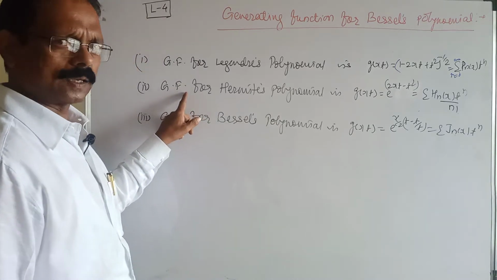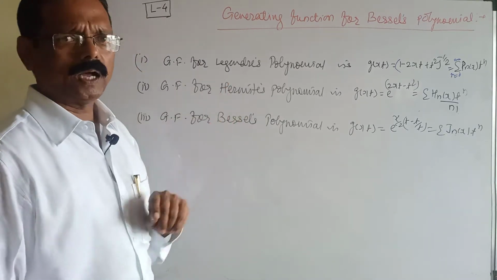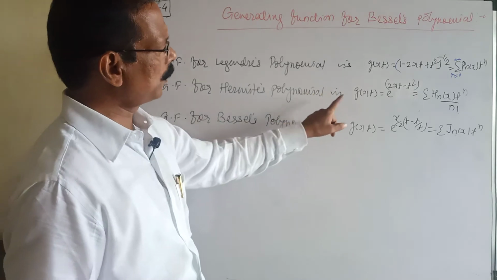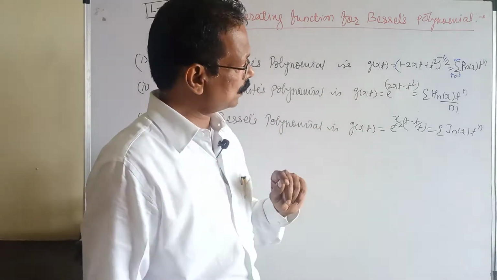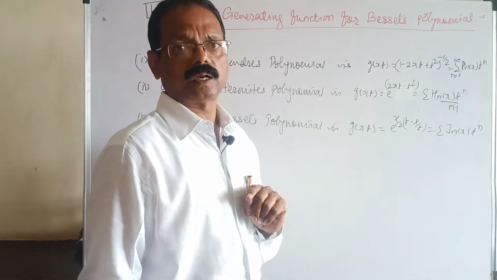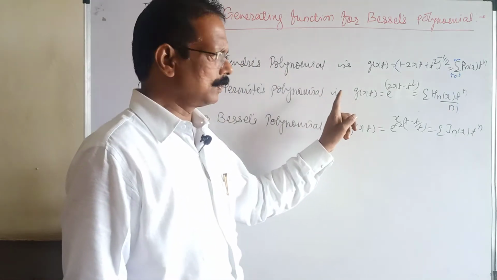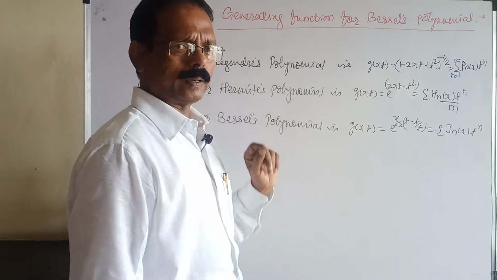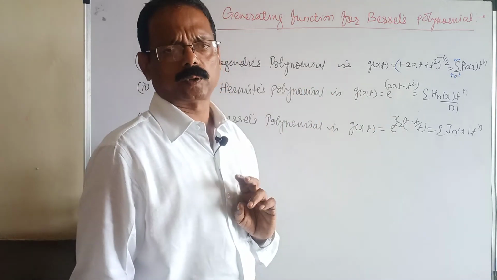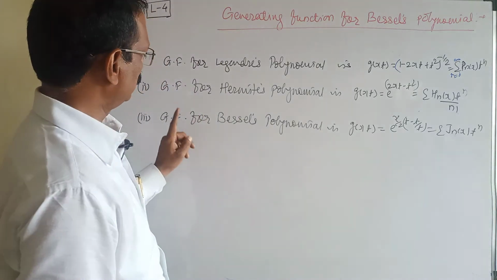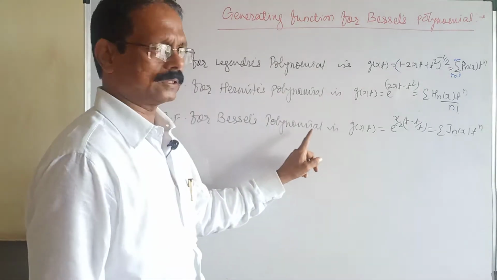Then secondly, last time we saw the generating function for Hermite's polynomial. The generating function for Hermite's polynomial is g of x is equal to e raised to 2xt minus t square, is equal to summation of Hn of x t raised to n upon n factorial. We saw what the polynomials for Hermite's polynomial are, we solved that, and we solved a number of examples from that also. Today we have to see the generating function for Bessel's polynomial.